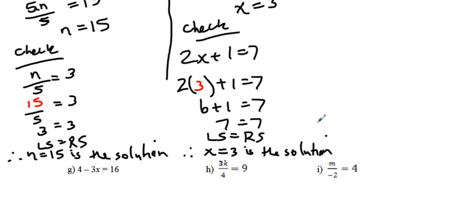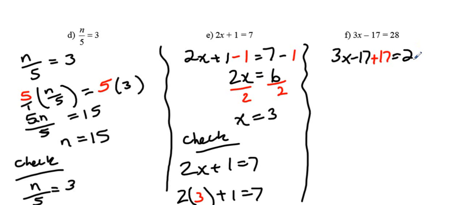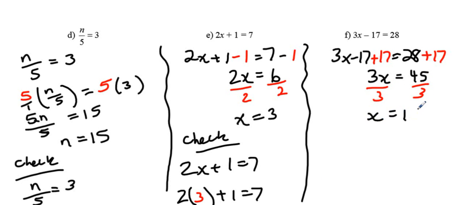That's true. Then we know that x equals 3 is the solution. Okay. Let's keep going. I'm going to get you to try the next one, so just pause the video and see how you do. Okay, we've got 3x minus 17 equals 28, so we're going to add 17 to both sides. So this is going to be 3x equals 28 plus 17, which is 45. Then I have to divide both sides by 3, and I end up with x equals 15.